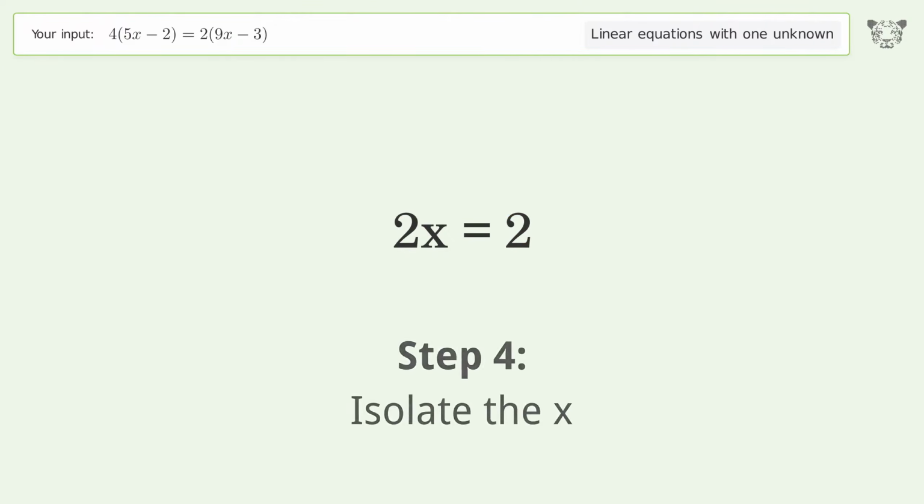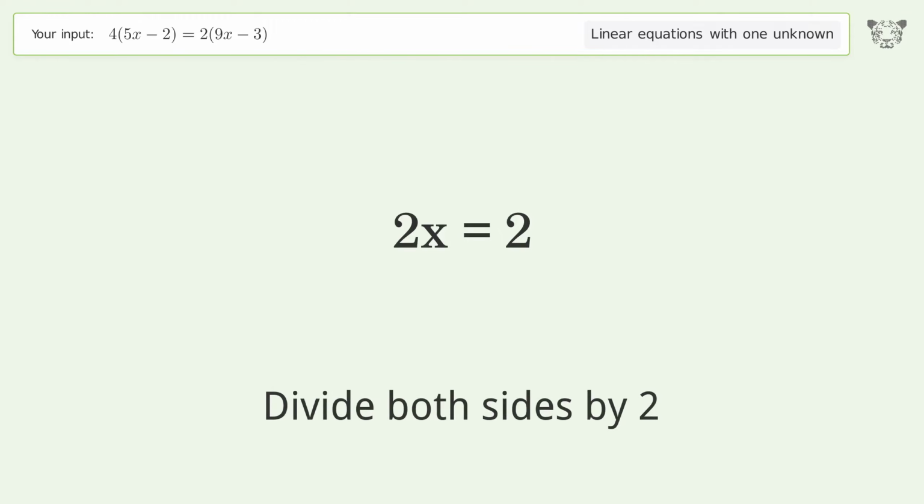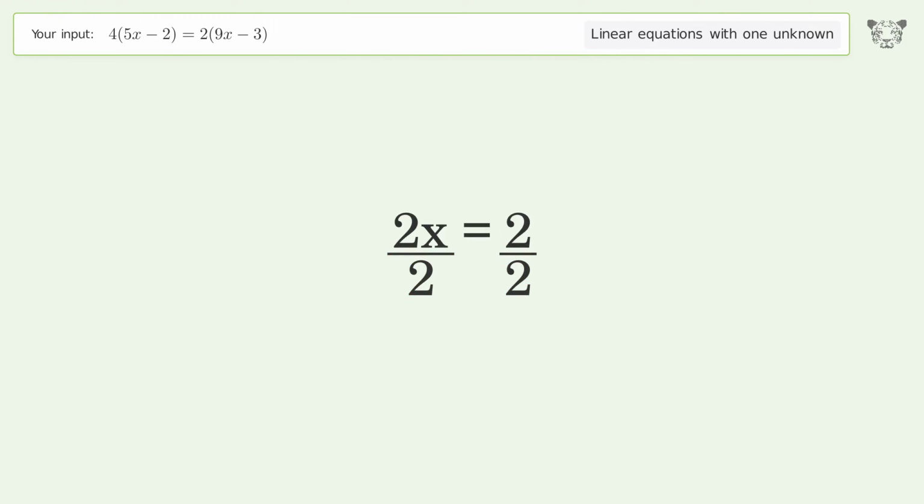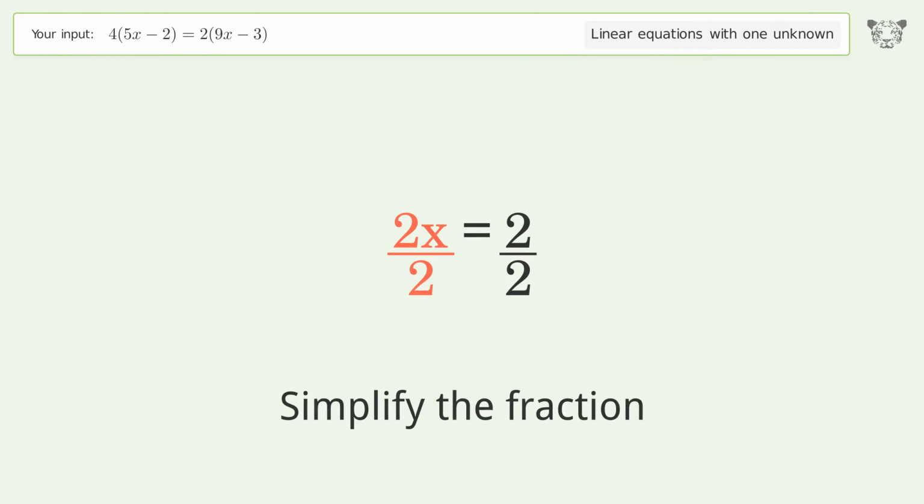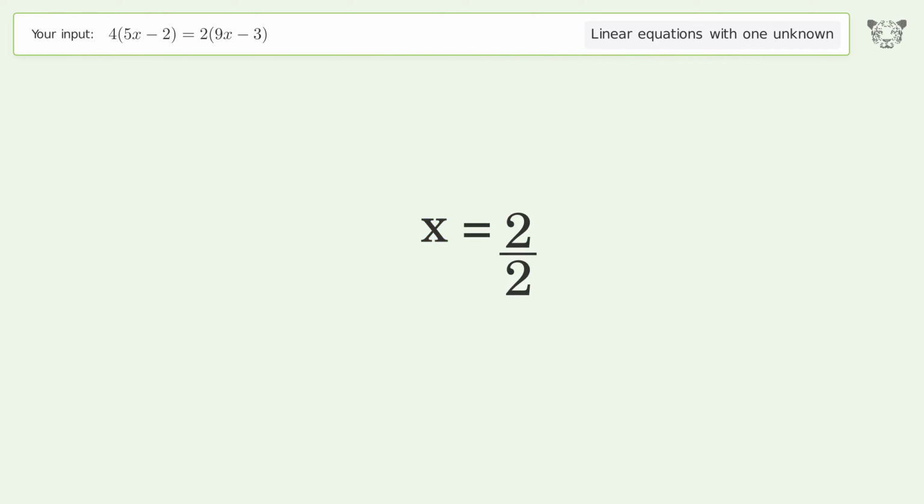Isolate the x. Divide both sides by 2. Simplify the fraction. And so the final result is x equals 1.